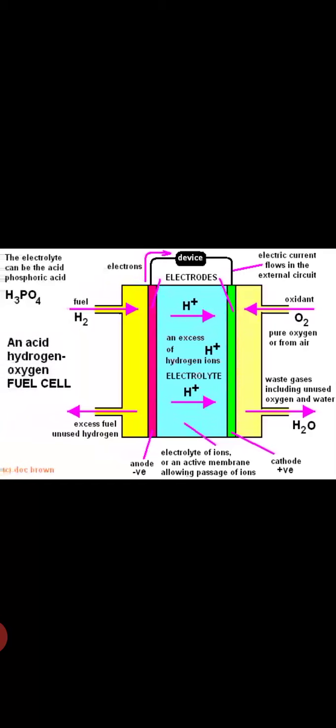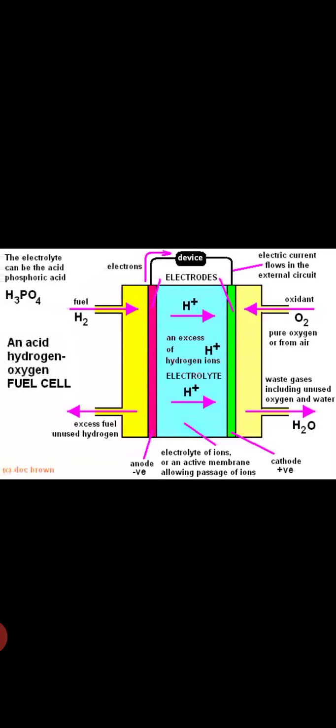Next we will come to the fuel cell. The cells which convert the chemical energy of a fuel directly into electrical energy are called fuel cells. Directly into electrical energy, that is. So basically we have the hydrogen oxygen fuel cell, or the Bacon cell.